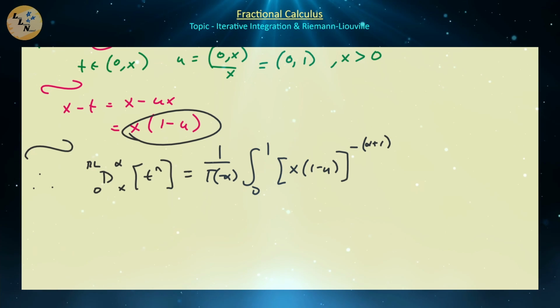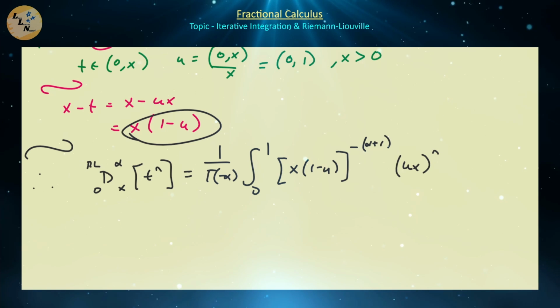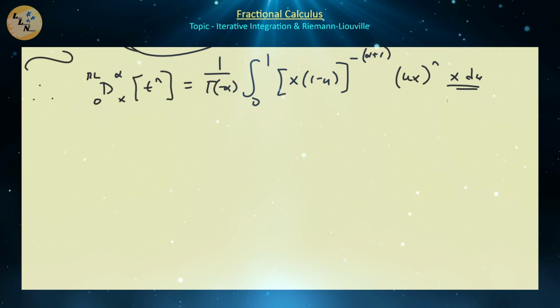And then t was equal to ux, so we're going to have ux to the power of n, and then we're going to have x du as our differential once we differentiated it. So what do we have here? Everything that doesn't have u in it is technically a constant. So what do we have here?